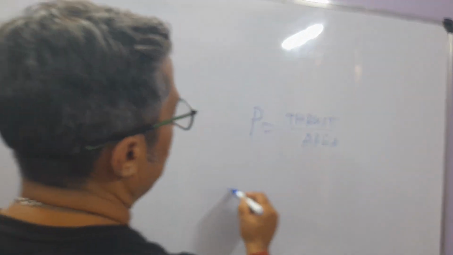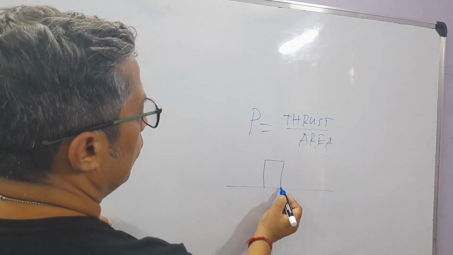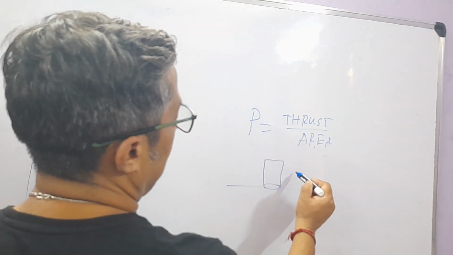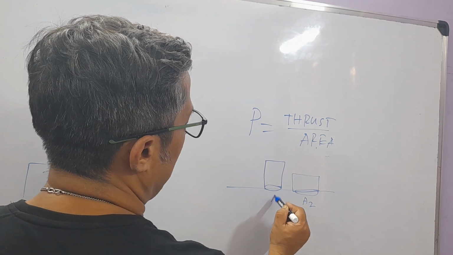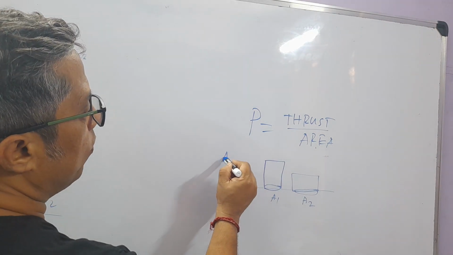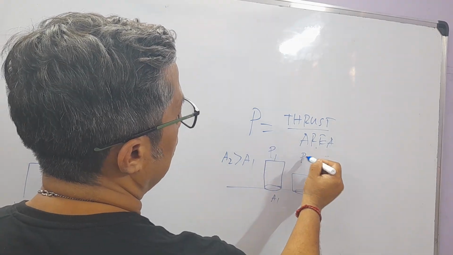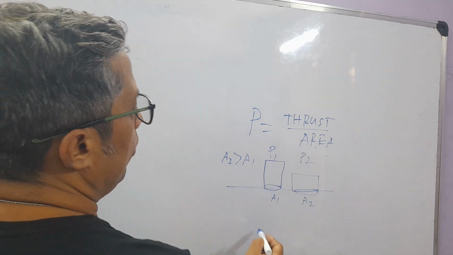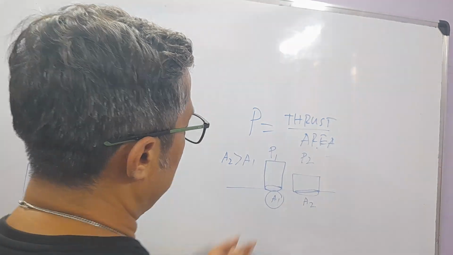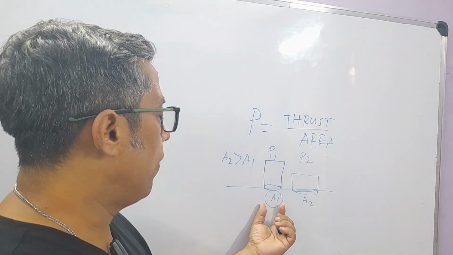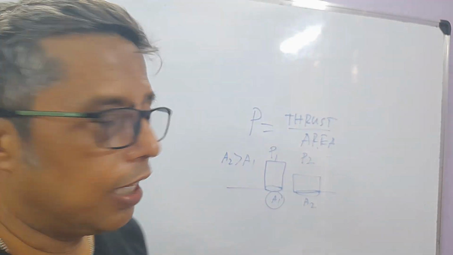An example is, suppose I am having a brick, like this shape. This is one area, and it can be placed like this also. So the contact areas are A2 and A1. Here you can see that A2 is greater than A1. If pressure is P1 here, pressure is P2 here. So for this one the pressure will be higher, because pressure is inversely proportional to the area. If I reduce the area for the same weight, the pressure will increase. The example is the brick.